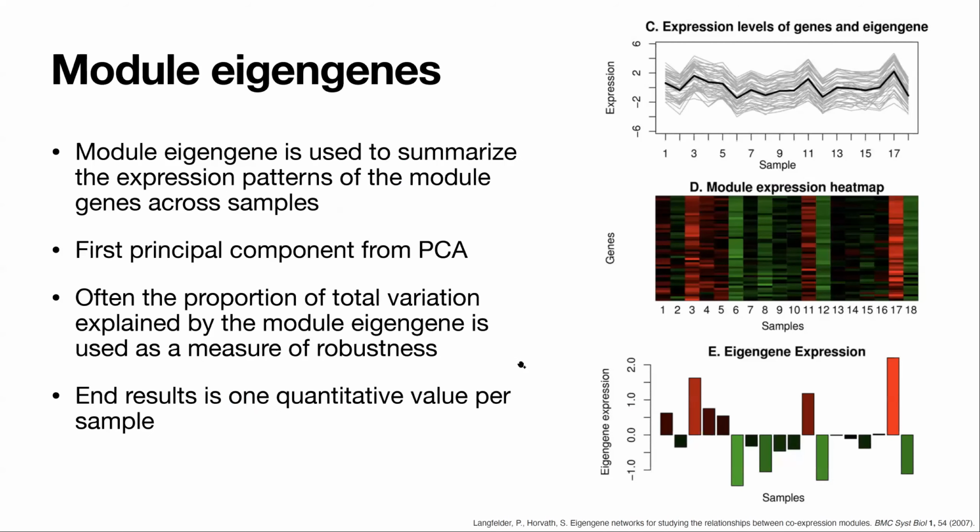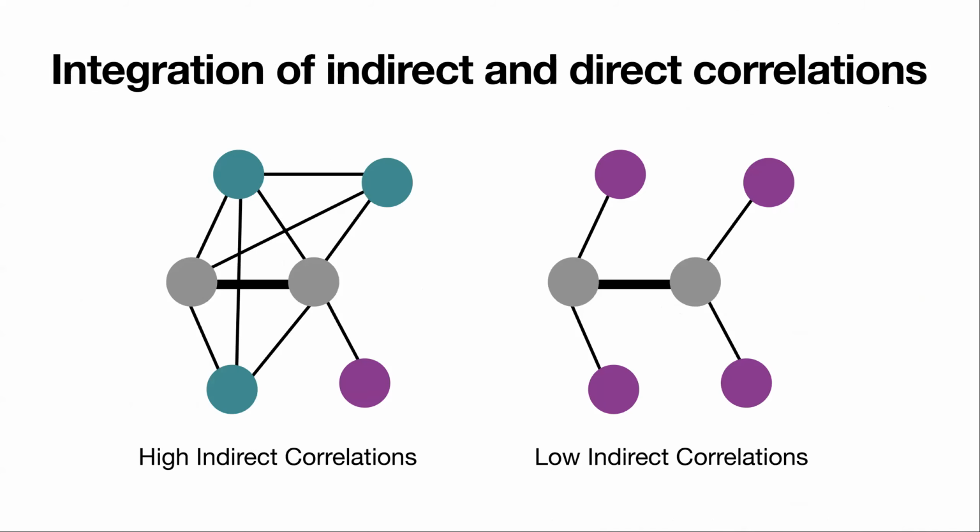So once we have our modules, we went from these measures of how to tell how connected two genes were. We use a modified hierarchical clustering method to then identify modules of co-expressed genes based on this new measure of connectivity or distance between two genes.